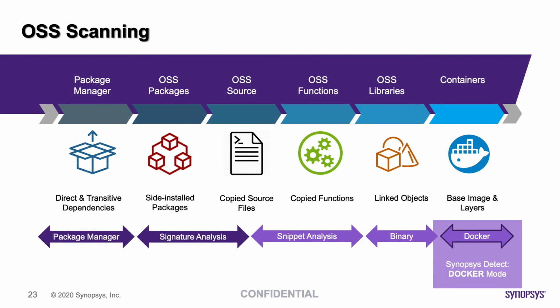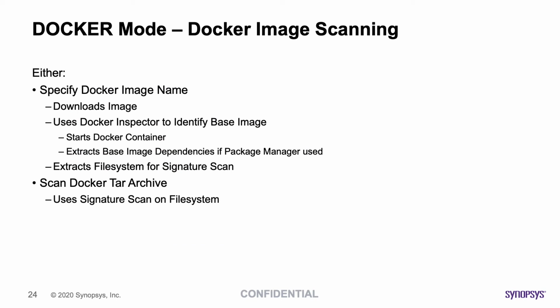The final scan type is Docker. So Docker has 2 modes of operation. You can either specify the image name, in which case a multi-stage process will be performed. It will check that the image is local or download it from your Docker repository. It will then use and download a Docker inspector to see if it can identify the base image. Once it's done that, it will actually extract the base image dependencies if a package manager was used for that. Notice that this process requires you to start a Docker container. Therefore, you must have Docker installed, you must have the ability to start a Docker container, and you should not use this by default from inside a Docker container.